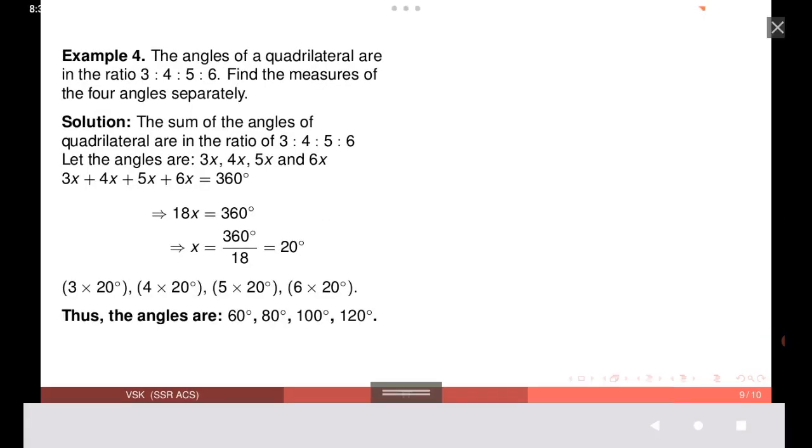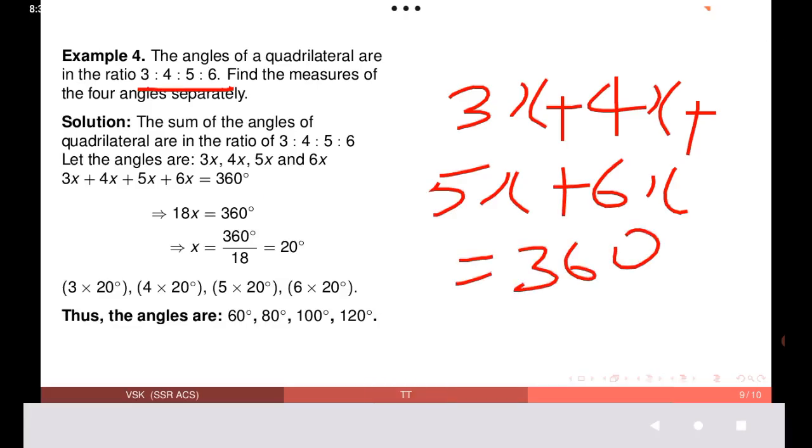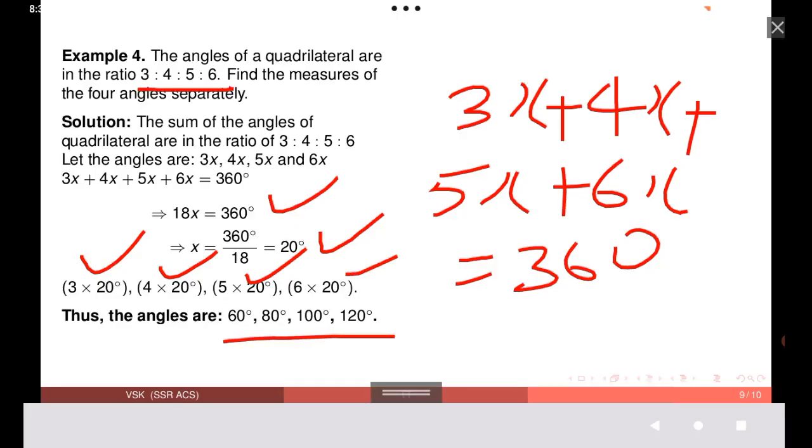Now let us see this example. The angles of a quadrilateral are in ratio 3, 4, 5, 6. Find the measure of four angles separately. So again it is very easy. You can suppose these are 3x, 4x, 5x and 6x. So what will be the sum of these angles? The sum of these angles will be 360. And from this we can calculate the value of x, that we have got as 20. So the first angle will be 3 into 20, second 4 into 20, 5 into 20 and 6 into 20. So we'll get these angles. So it is very easy.